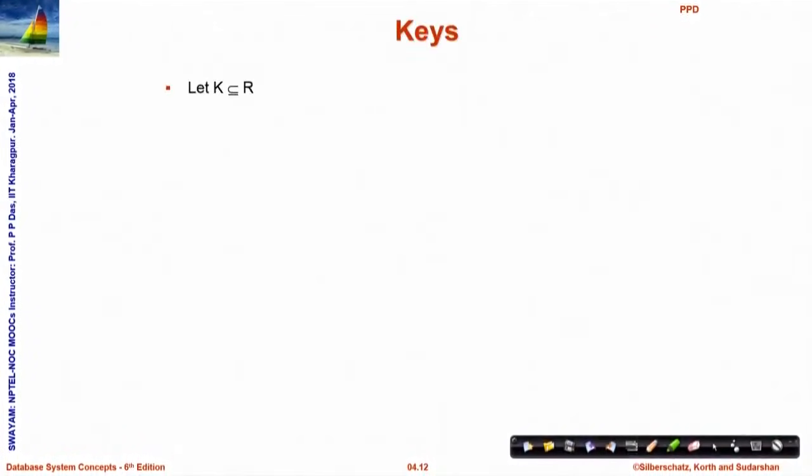Next concept is key. So, R, as we have seen, is a relational schema, which is a collection of attributes A1, A2, ..., An. Now, let K be a subset of R. So, it is one or more attributes. It has to be a non-empty subset.